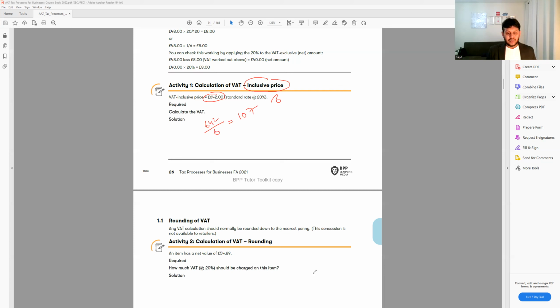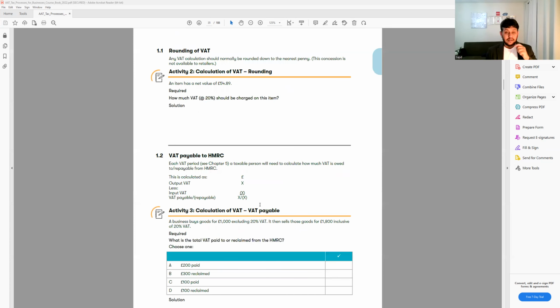All right, the next one we'll look at here, calculating the VAT on net amount. This time, the VAT is not inside, but VAT is a net amount. That means we have to calculate the VAT. It is exclusive VAT. We need to know how much is the VAT. The net amount is 54.89. That means there is no VAT inside, but we have to know how much is the VAT. How much VAT should be charged?